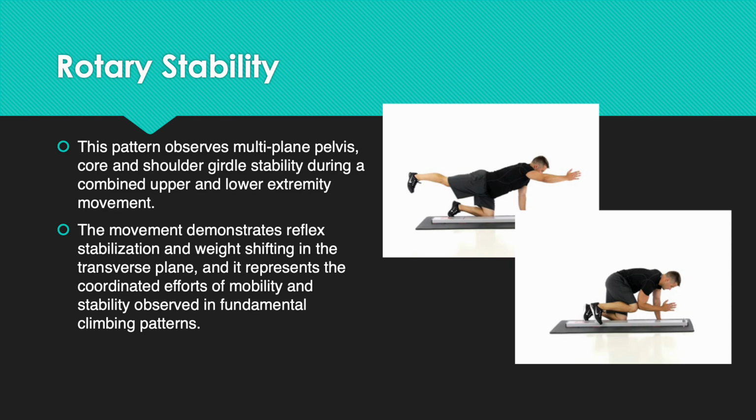The final test of the FMS battery is the rotary stability test, and this pattern observes multi-plane movements for the pelvis, core, and shoulder girdle, along with stability during a combined upper and lower extremity movement.